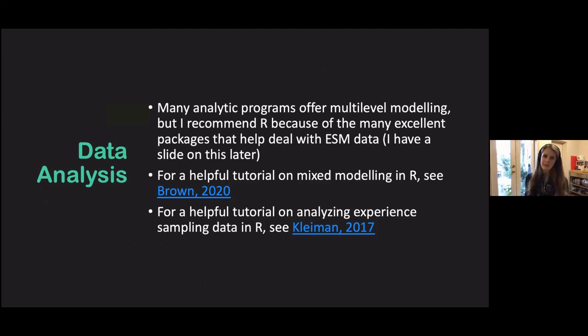So I've put two links up here. The first is a tutorial on doing mixed modeling in R. It's not ESM specific, but it's a good primer to get you started. And then this paper is a helpful tutorial on using actual experience sampling data in R, although it was published in 2017, and apparently there's been some changes in the packages since then. So there may be a few things you need to look out for.